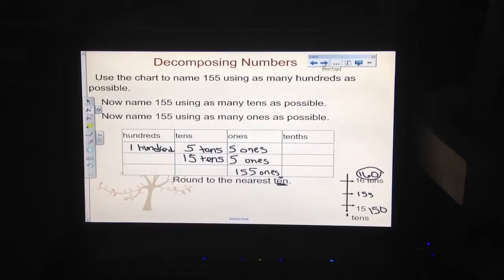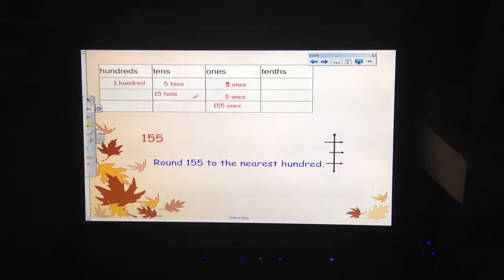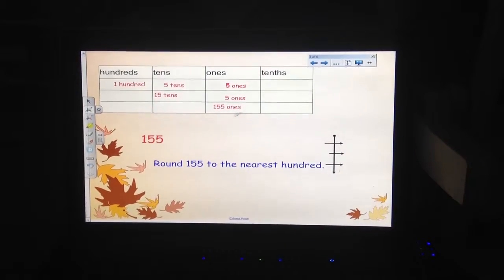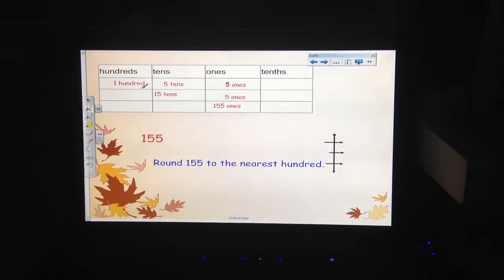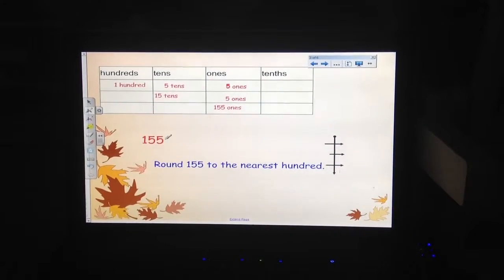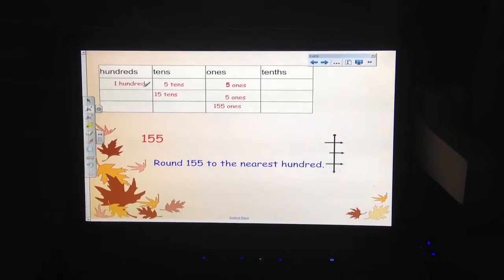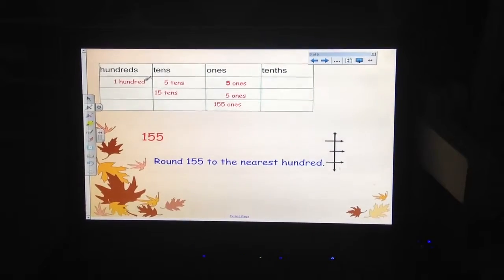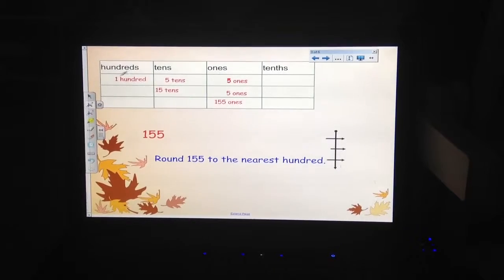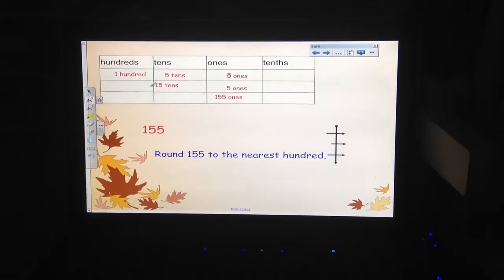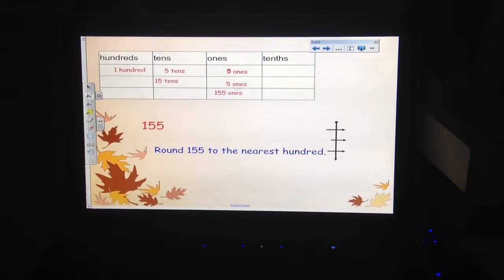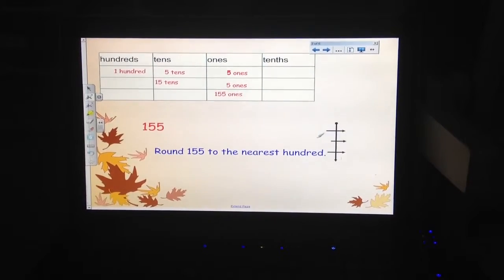Let's look at another one like that. Again, this is my decomposition chart that I looked at from before, and you can see I just took the number 155, which is the same number we had last time, and we're decomposing the number where we have 100, 5 tens, 5 ones. Then I wrote it with as many tens as possible and then as many ones as possible.